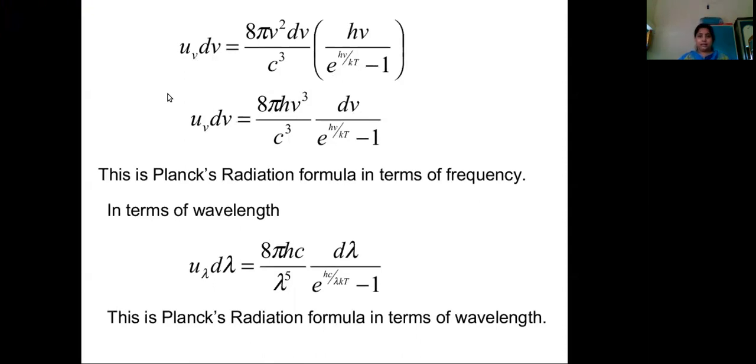Now if we want to get Planck's radiation formula in terms of wavelength, just replace nu equals c by lambda and mod d nu equals c by lambda square into d lambda. Put it in the formula and you will get u lambda d lambda equals 8 pi h c by lambda to the power 5 d lambda by e to the power h c by lambda kT minus 1. So this is Planck's radiation formula in terms of wavelength. You can derive it on your own from this expression. You do it yourself. I know that you will be able to do it.